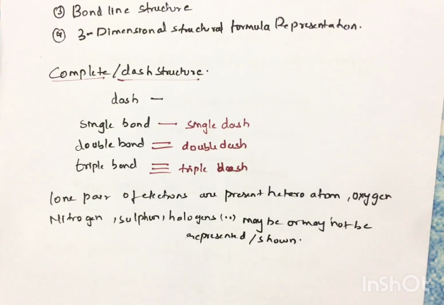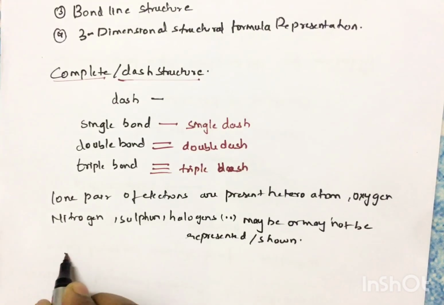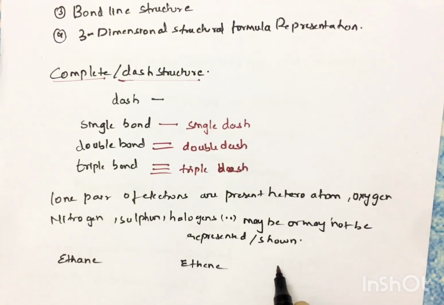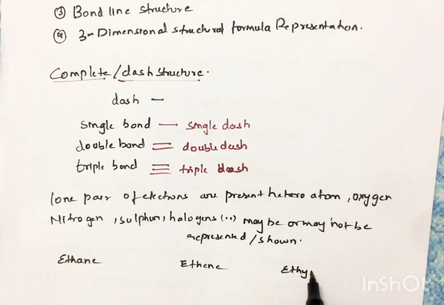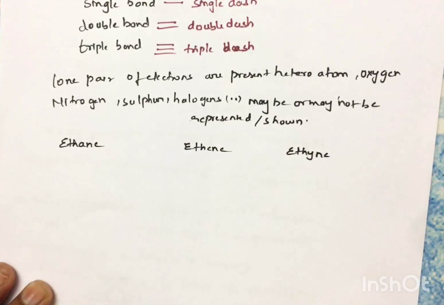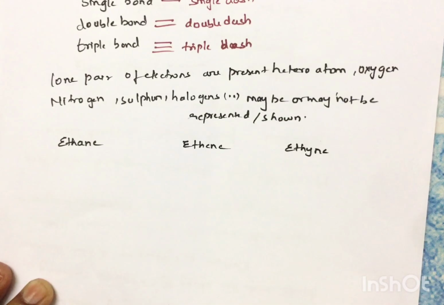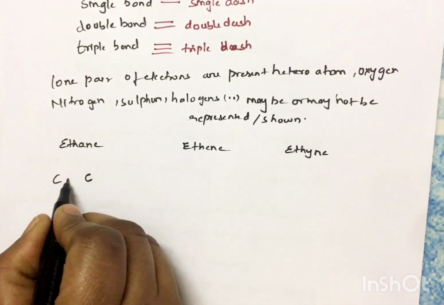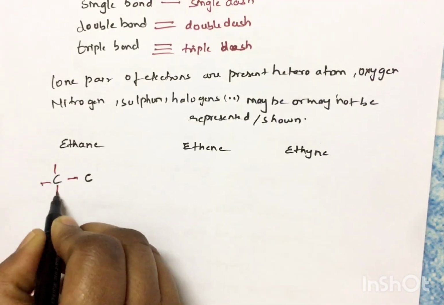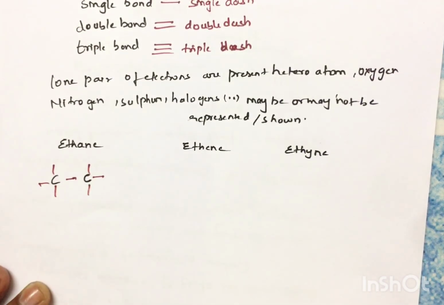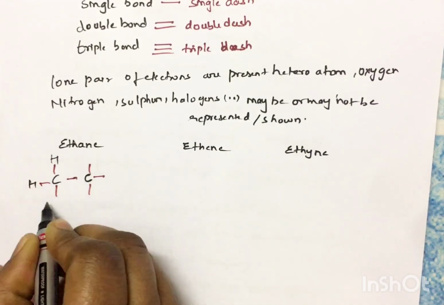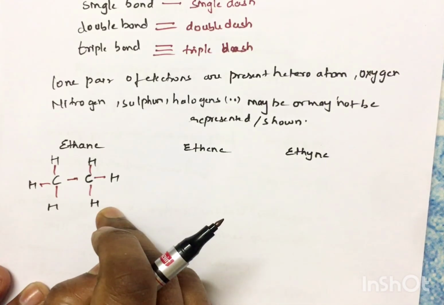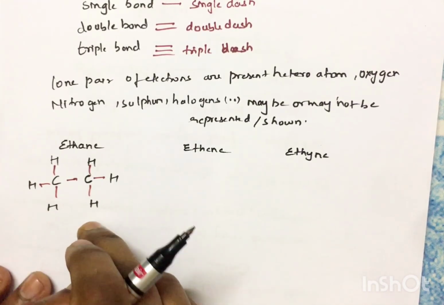Okay. So let's see some examples. We can see ethane, ethene molecule and ethyne molecule. So let's see these examples. In ethane molecule there are two carbons present, and there is a single bond present between the two carbon atoms, having 3 bonds with 3 hydrogens on each carbon. So this is the ethane molecule, which is represented in the complete or dash structure way of representation.